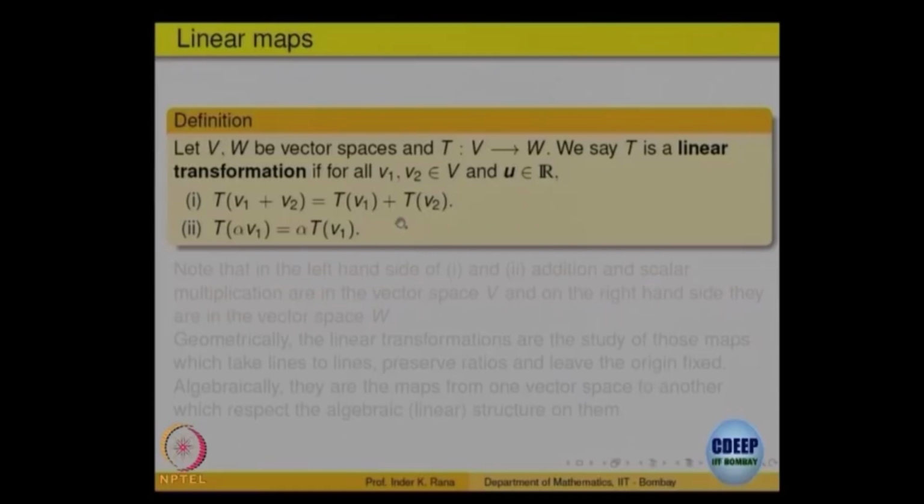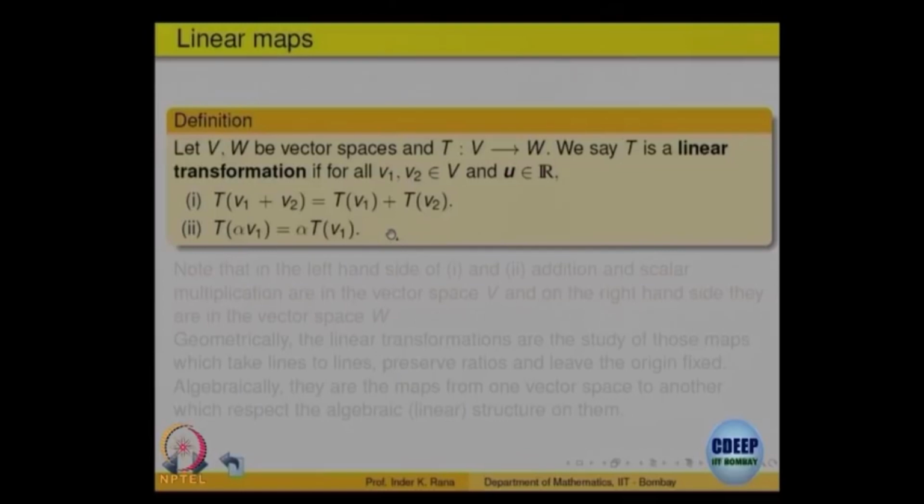V and W are vector spaces, T is a map from V to W. We say it is a linear transformation if T of the sum, the image of the sum of vectors, is equal to the sum of the images, and the image of a scalar multiple is the same scalar multiple of the image, right. If you add vectors, then the images can be added and that is the same. And if you scale a vector, magnify a vector, then the image gets magnified by the same scale. So, these two properties.